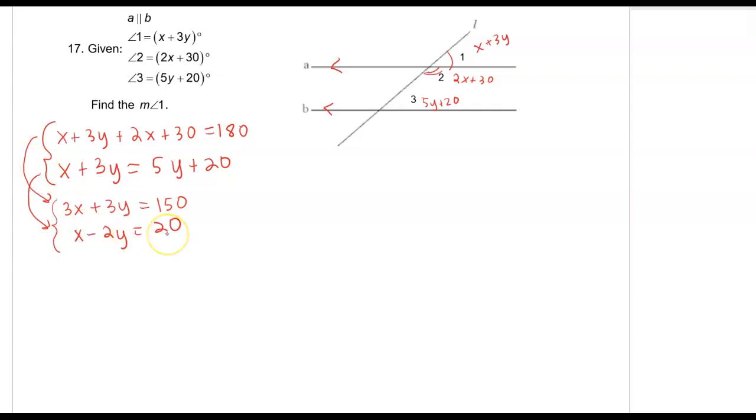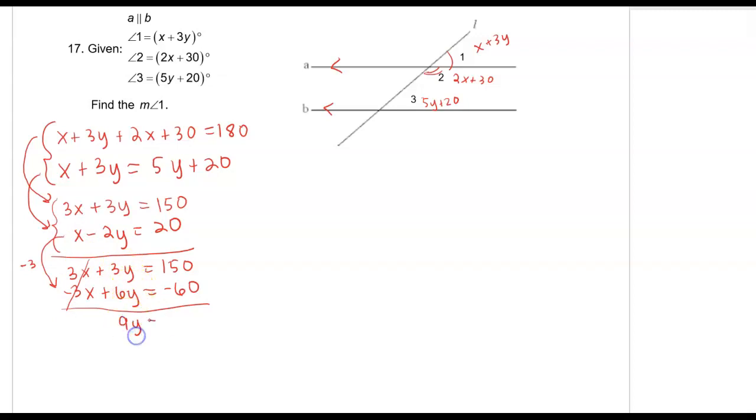In order to solve for x and y, I need to eliminate one of the variables. I'm going to choose to eliminate x. I'm going to leave the first equation alone, and I'll multiply the second equation by -3. So the second equation turns into -3x plus 6y equals -60. Now you can see that these two equations will eliminate x if I add down. So add down, 3x and -3x goes to 0. 3y plus 6y is 9y. 150 minus 60 is 90.